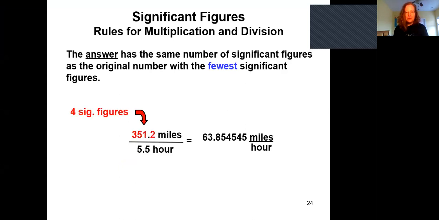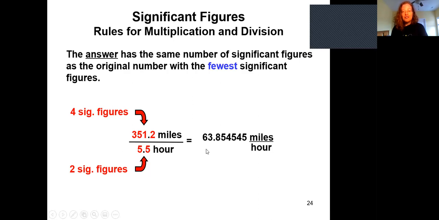So 351.2 has 4 significant figures. How many are in 5.5, the other number in the calculation? I kept it easy for you. It only has 2, no worries about zeros. We do the calculation and the calculator comes up with all these digits. Again, this makes it seem like I had really fancy instrumentation that let me be super accurate, but I didn't. I was only able to measure up to 5½ hours, so maybe 30 minutes, not into seconds, for example.